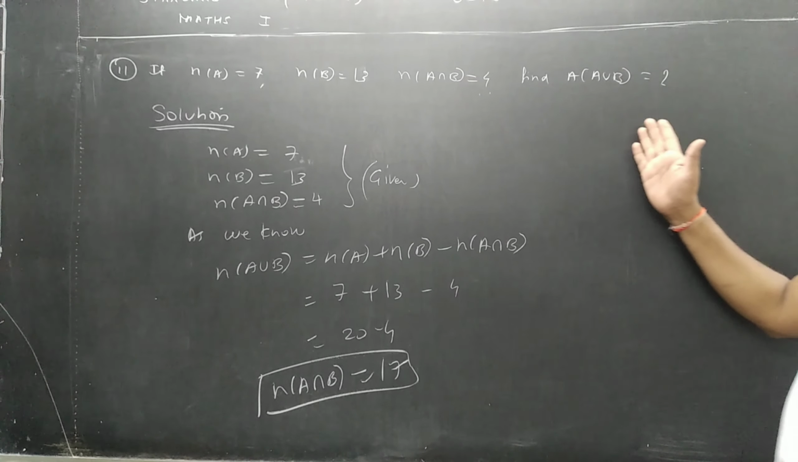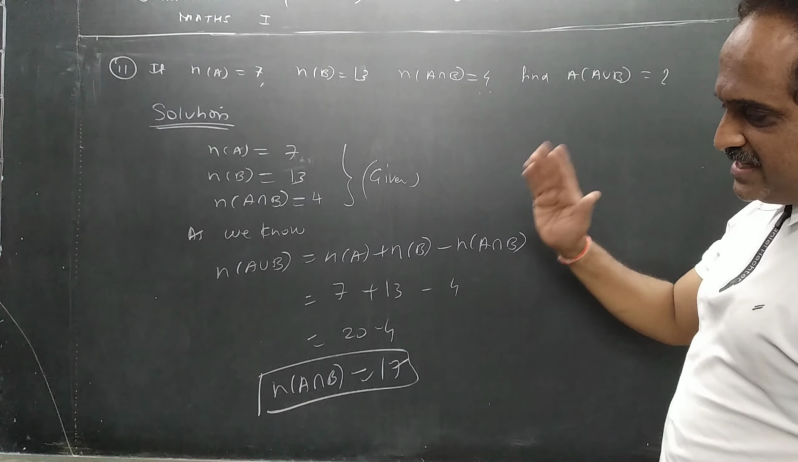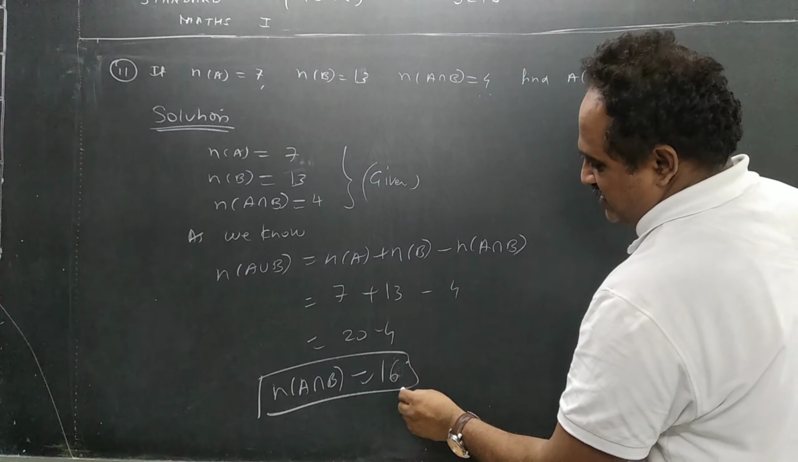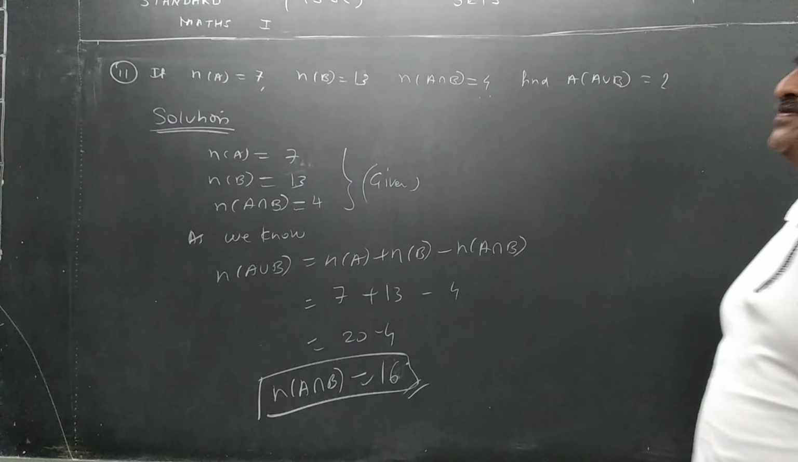Okay? So we did it. But have you seen some mistake is there? It is not 17, it is 16. Okay? Chalo, all the best.